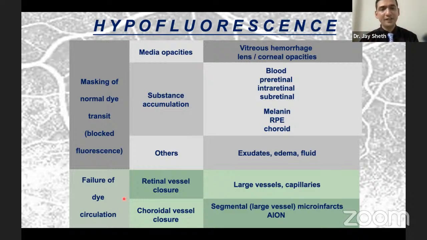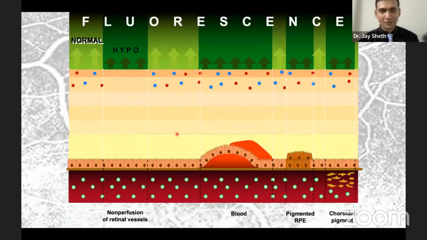The next cause is failure of the dye circulation. So if there's failure of the retinal blood circulation, it is normally seen in patients with retinal vein occlusions and retinal artery occlusions, or choroidal vessel closure may happen in patients with segmental microinfarcts, such as in patients with AION. This is just a pictorial depiction of causes of hypofluorescence. So here we can see the blood is there at the level of the sub-RPE and even at the level of the subneurosensory retina. And if there is a thickened amount of pigmented RPE, it also causes masking in these patients.